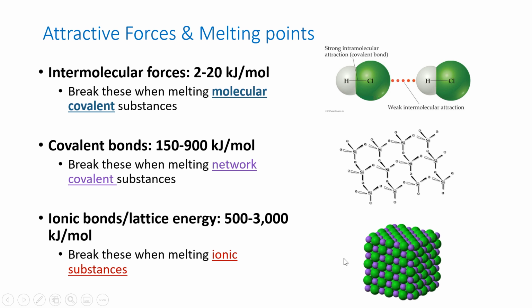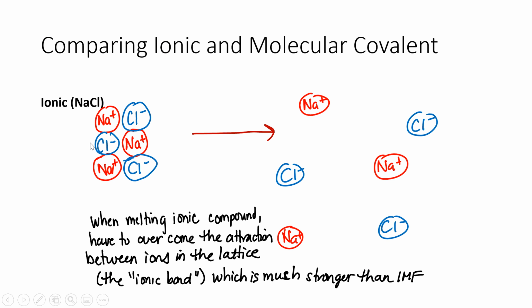Same thing with the ionic bonds. What's holding the sample together here is the attraction between ions, so basically the ionic bond. In order to melt it, you have to break those apart, which takes a lot of energy. That has to do with why ionic substances have higher melting points than molecular covalent substances: in order to melt an ionic compound, you actually have to overcome those attractions between ions. So you actually have to break the ionic bond here.